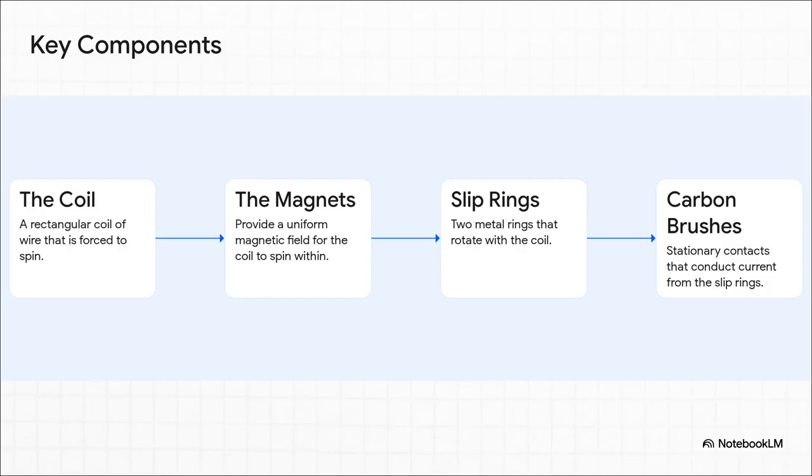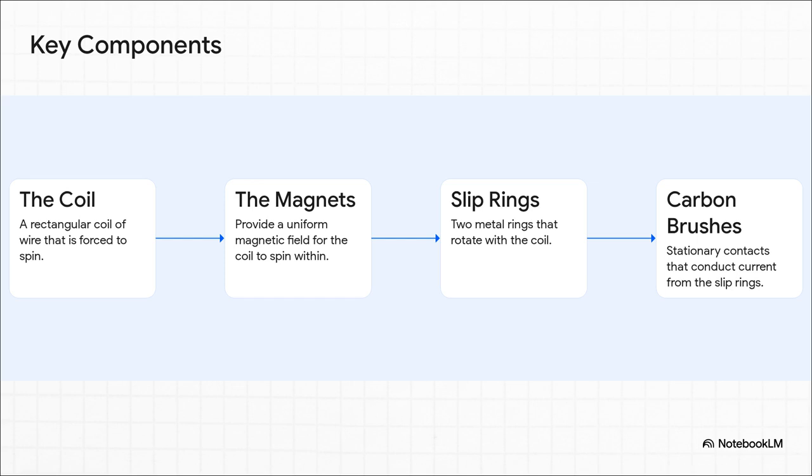Let's break down the main parts. First, you've got the coil of wire. That's the bit that spins. Next, you need the magnets to create the magnetic field for the coil to spin in. But how do you get electricity out of something that's spinning without the wires getting all tangled up? That's where these last 2 parts are genius. You have 2 metal slip rings that spin with the coil. And then you have stationary carbon brushes that just press against those spinning rings, creating a constant sliding contact to pull the current out into the circuit.